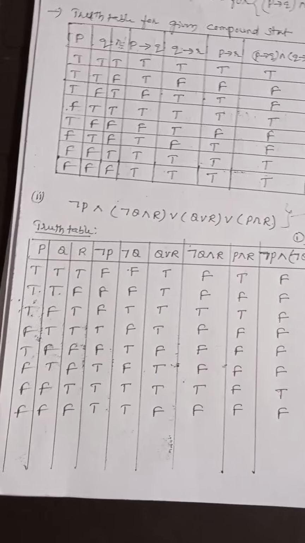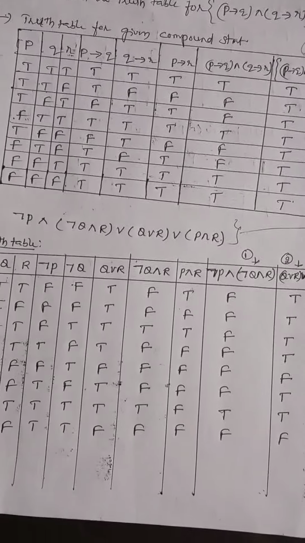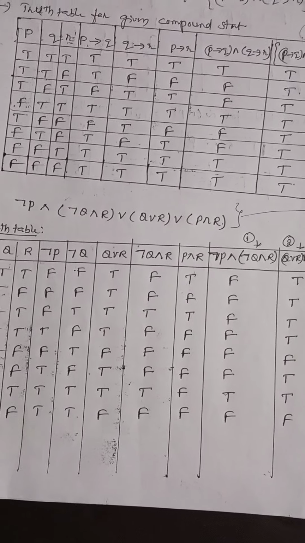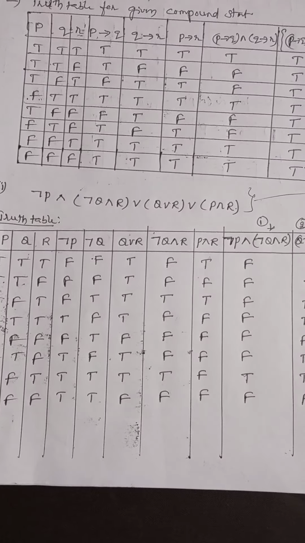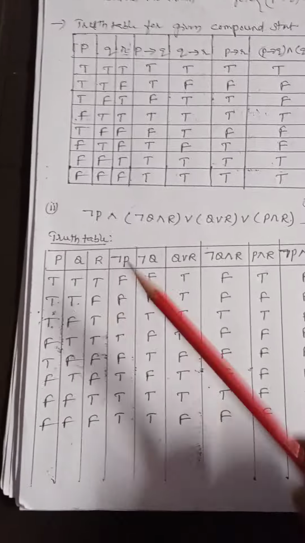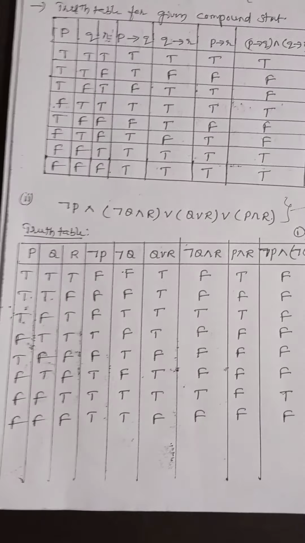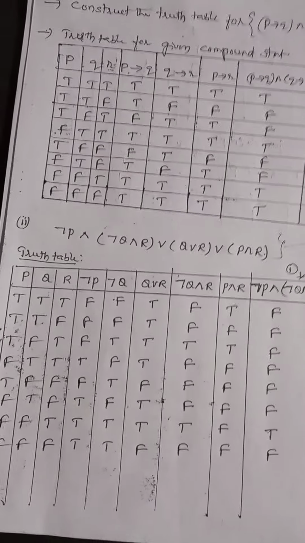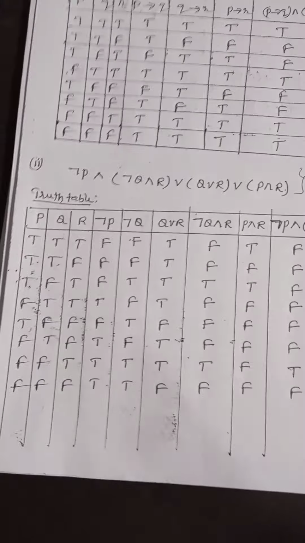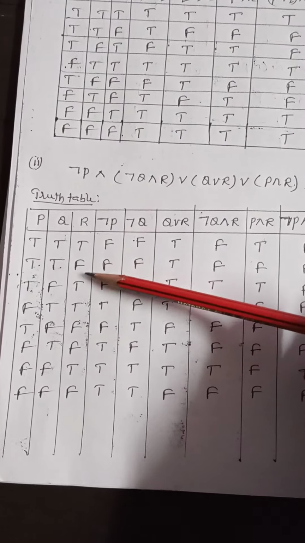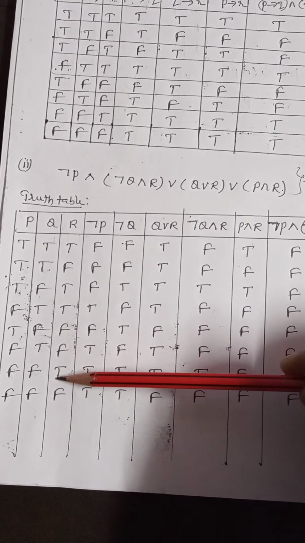In the next example, negation P and negation Q and R, or Q and R, or P and R. Now again we have to construct the truth table. How many variables are there? Three variables, P, Q, R. Now how many combinations will you get? 2 to the power of 3, that is 8 combinations. Now see, 1, 2, 3, 4, 5, 6, 7, 8.